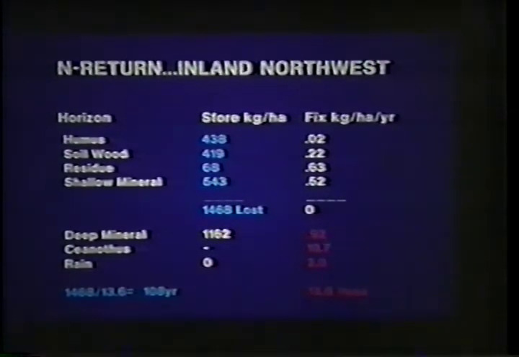Ramifications. Now this, I think this slide really tells the story. In the blue-green there is storage capacity, and we took a look at that in one of the slides earlier. Okay? The white is the fixation capacity. All right? Now, if we say that we lost virtually all of the nitrogen in this system that was stored in the organic horizons, that's 1,468 kilograms lost. Then we say, with the fixation capacity that we have left, how long would it take to get that system back in production?